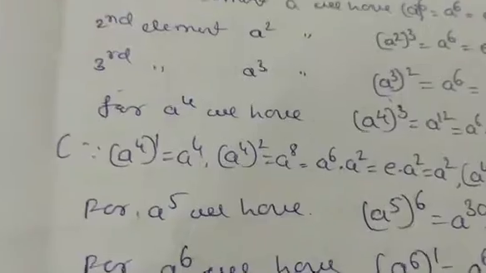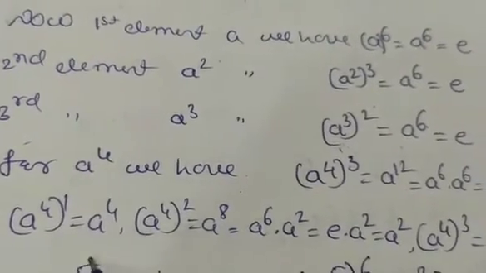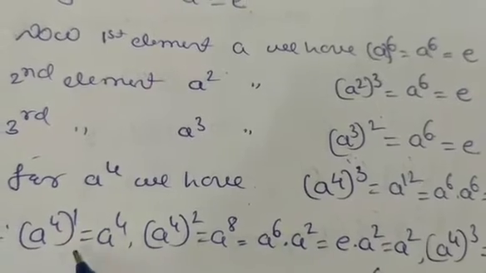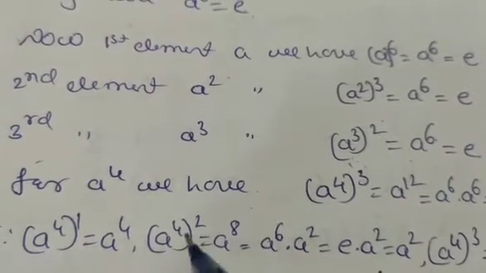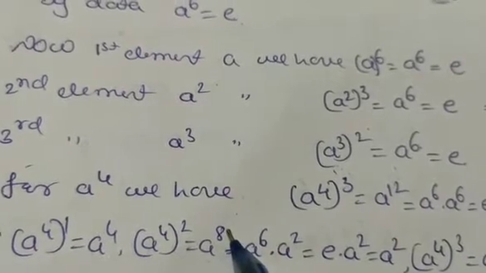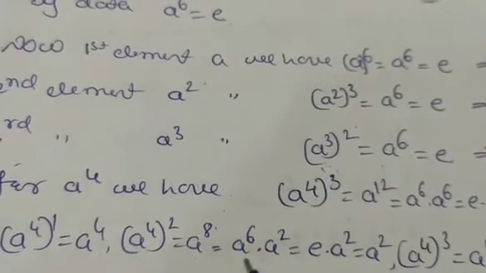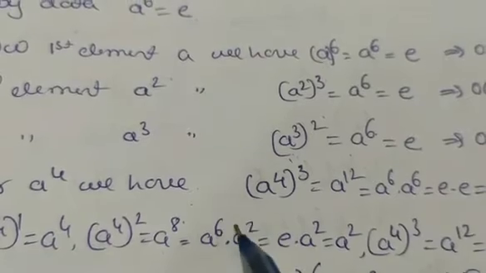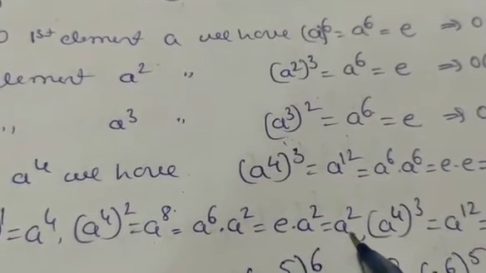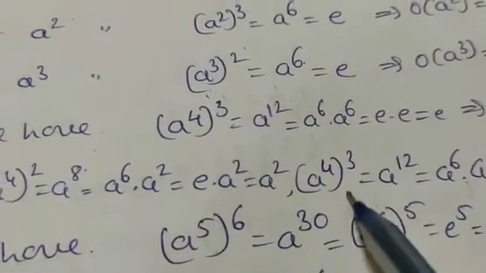We have to raise the power of a raised to 4 so that we should get here e. So let us verify here. First let us take a raised to 4 as 1, a raised to 4. A raised to 4 whole square is a raised to 8. We want here only a raised to 6 or multiples of a raised to 6. So it is nothing but a raised to 6 into a square. This is equal to a square. But we want here what? A square. We want e.